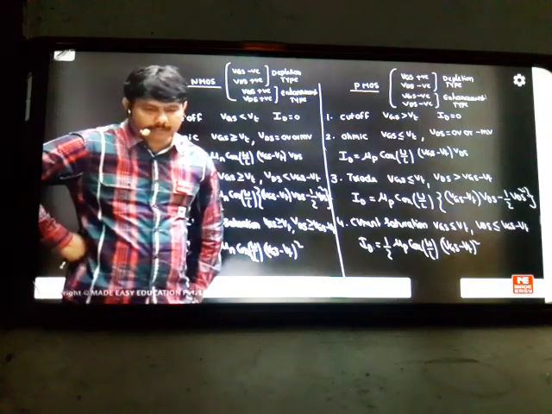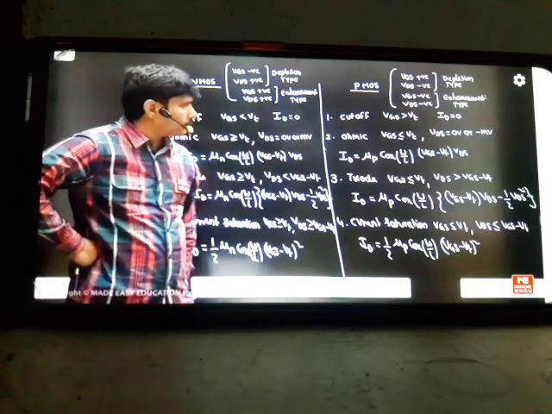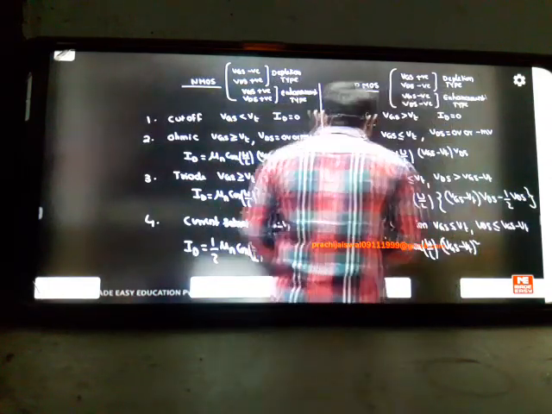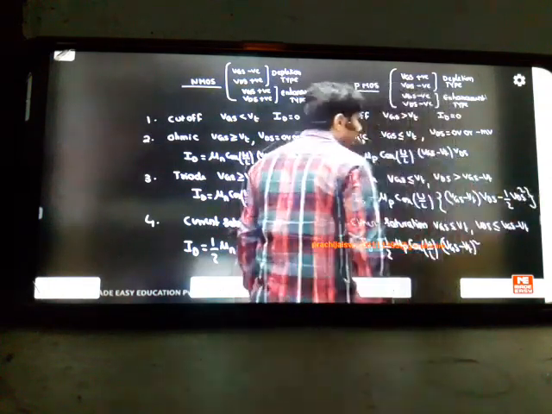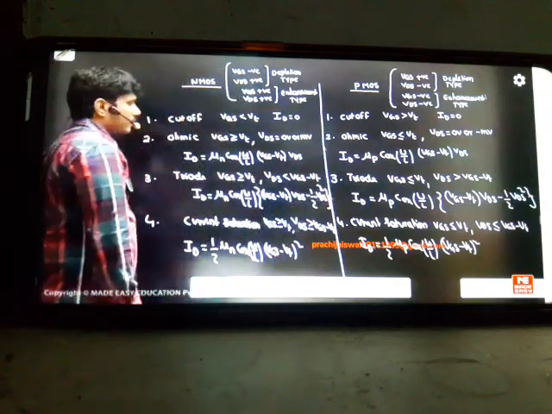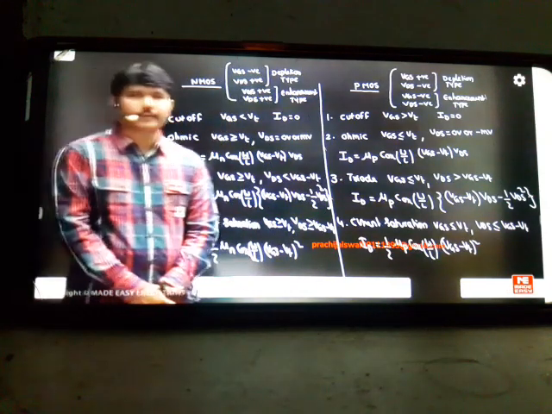Whole square. Yes, last, whole square, what was VDS? This is a whole square only here. This total is square. Half into VDS square. Here also we have half into VDS square. This is square. Only we have square here, not here. Minus half into VDS square we have.